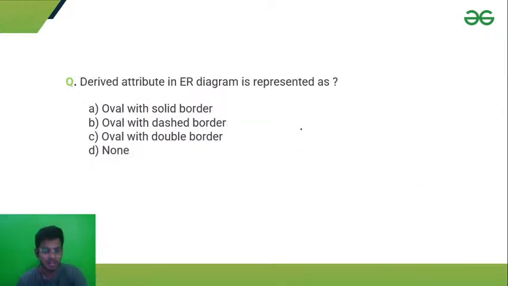So here is the last question: how is a derived attribute in an ER diagram represented? It's also a very basic one. The options are an oval with solid border, an oval with dashed border, an oval with double border, or none. So this is an oval with dashed border, right? So B is the answer, I guess.